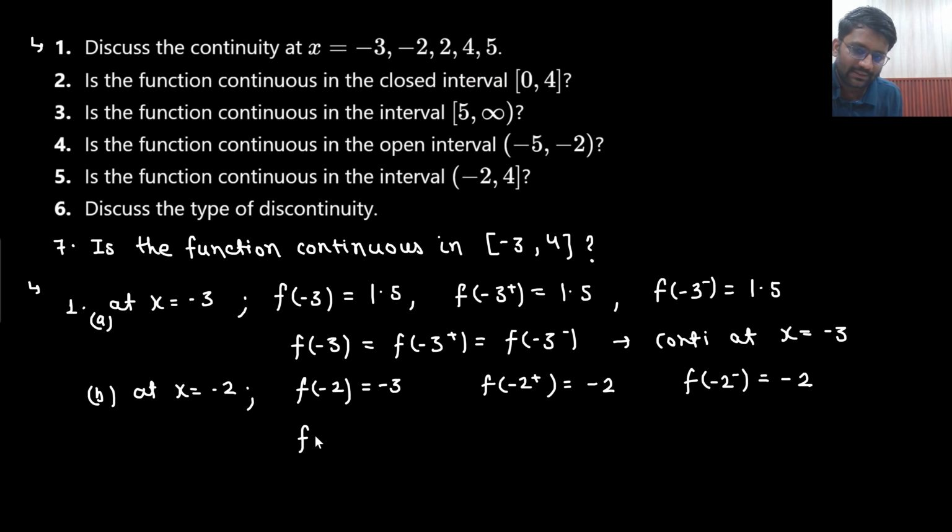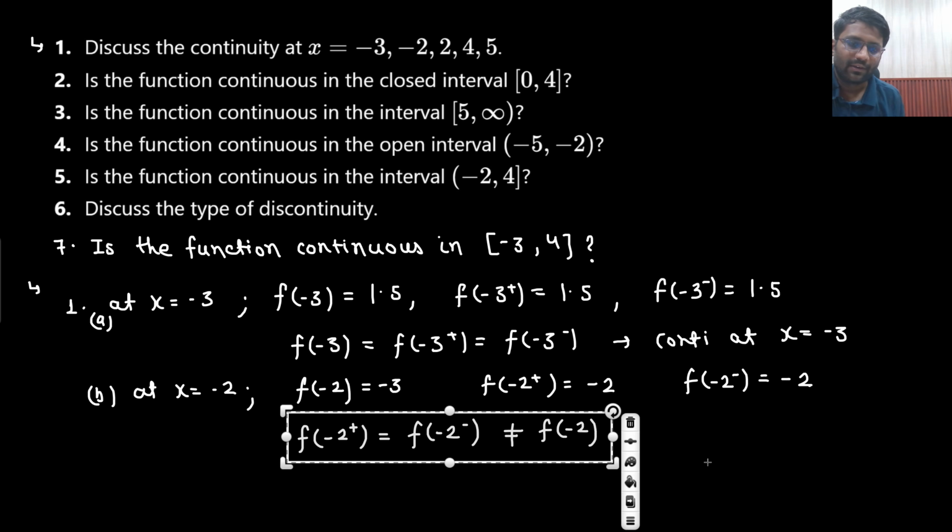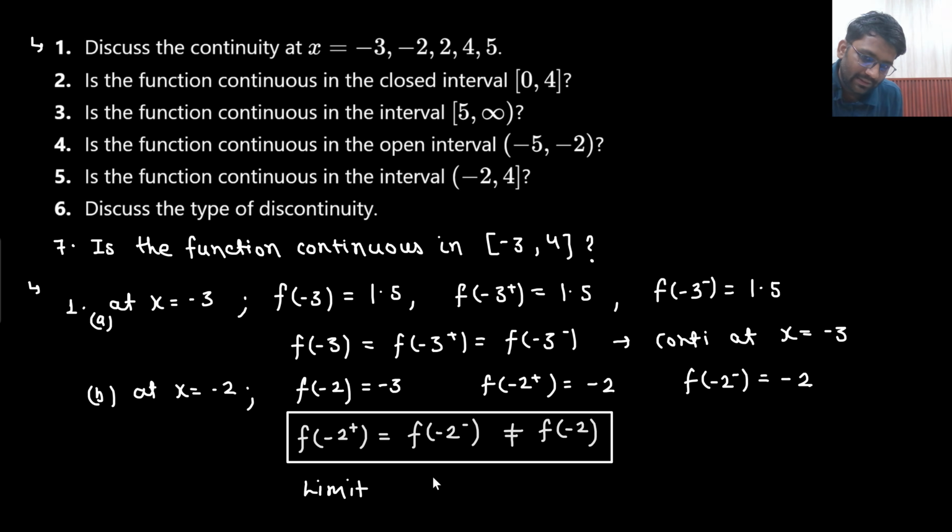So here, sir, what I see is that f of minus 2 plus equals f of minus 2 minus, but not equal to f of minus 2. So this is the scenario I am getting here. What does that mean? Limit exists. Okay, limit is existing. This is the condition for the limit to exist. So limit is existing, but it is not continuous.